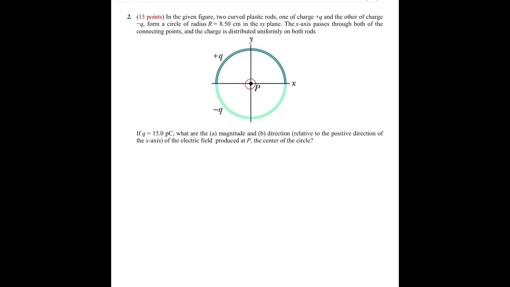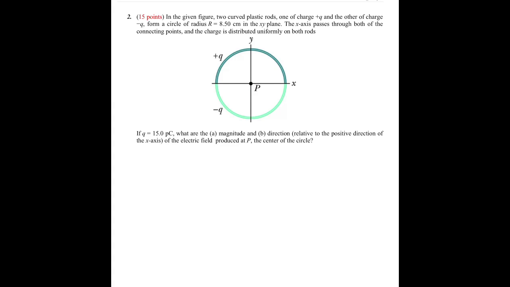Okay, now this is the approach. I'm going to get the positive charge rod first, and I'm going to get the direction of the electric field. Then I'm going to get the negatively charged rod, and get the direction. Then we'll go to the magnitudes.